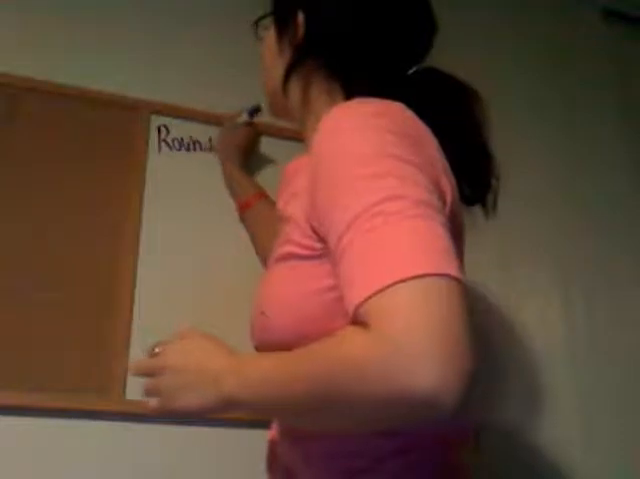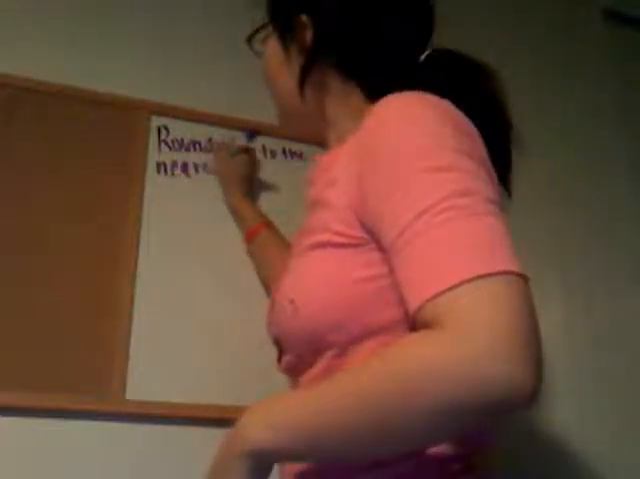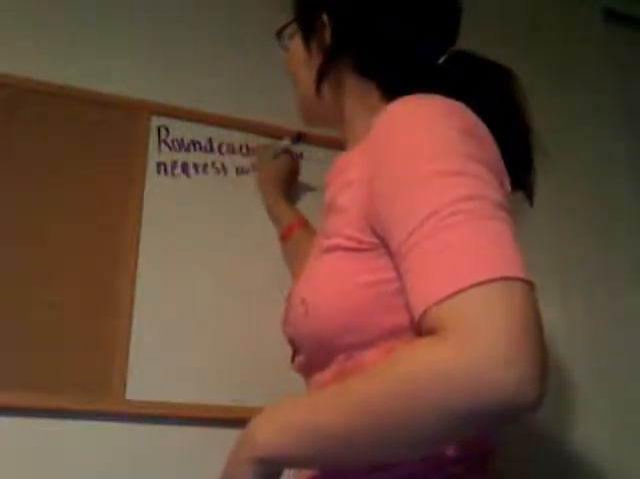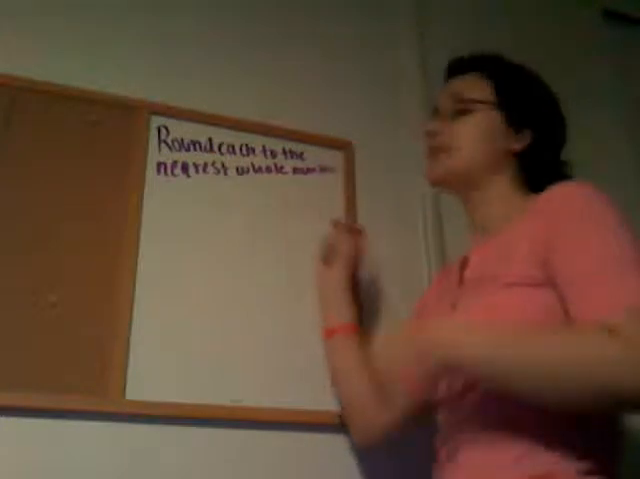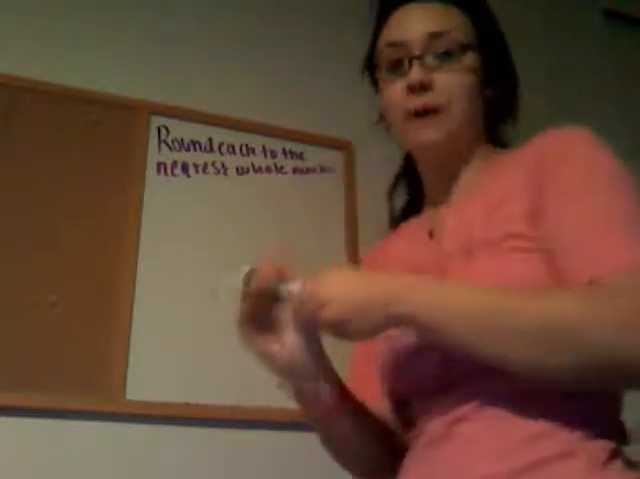Okay, so here's our first example. We're going to round each to the nearest whole number. Okay, so first we're rounding each to the nearest whole number.